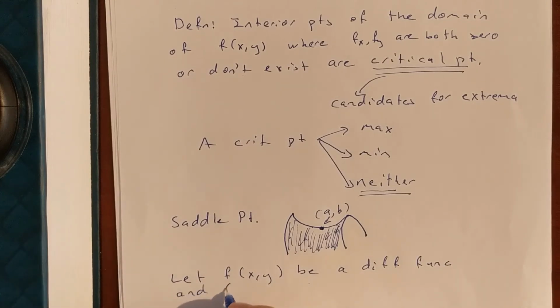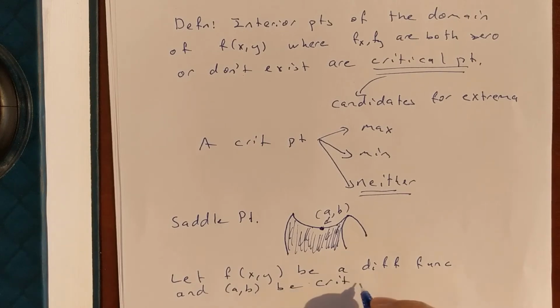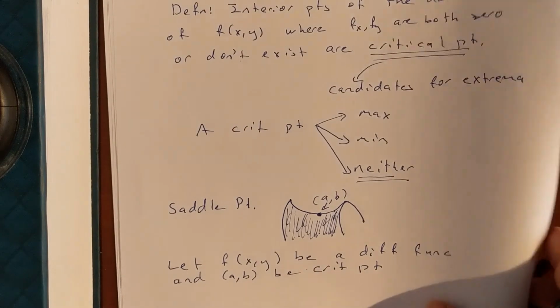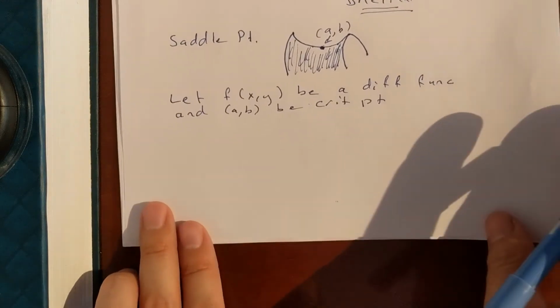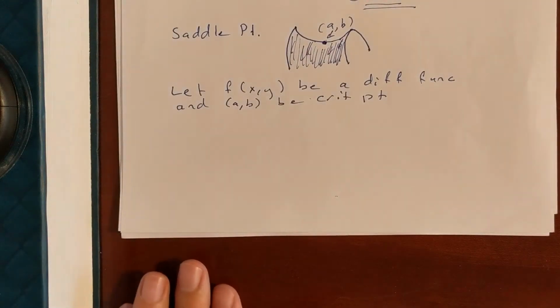And let's say (a, b) is a critical point. Okay, so let me push this up. I don't want to go out of bounds. Let's keep the saddle in the picture.